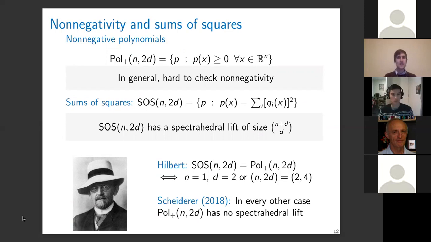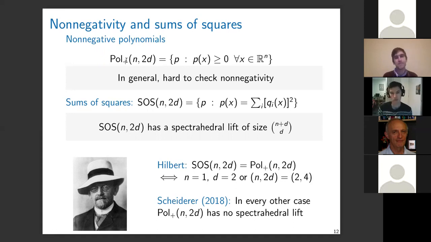The first example we're going to look at is the set of non-negative multivariate polynomials in n variables of degree 2d that are globally non-negative. No matter what you plug in, you get a non-negative number out. This is a closed convex cone in the space of polynomials in n variables of degree 2d. It turns out this is quite a difficult convex cone to deal with. In general, it's hard in the computational complexity sense to check non-negativity if you just give me an arbitrary multivariate polynomial. I can do it in general with something like quantifier elimination, but doing this efficiently is not expected to be possible.